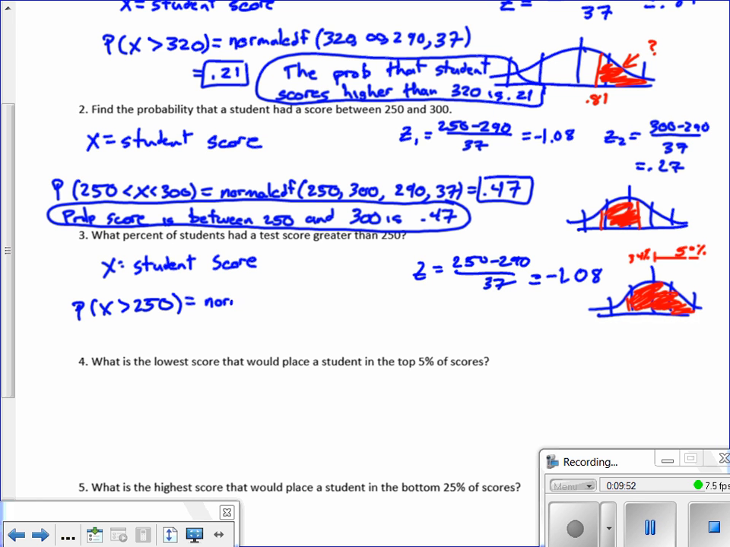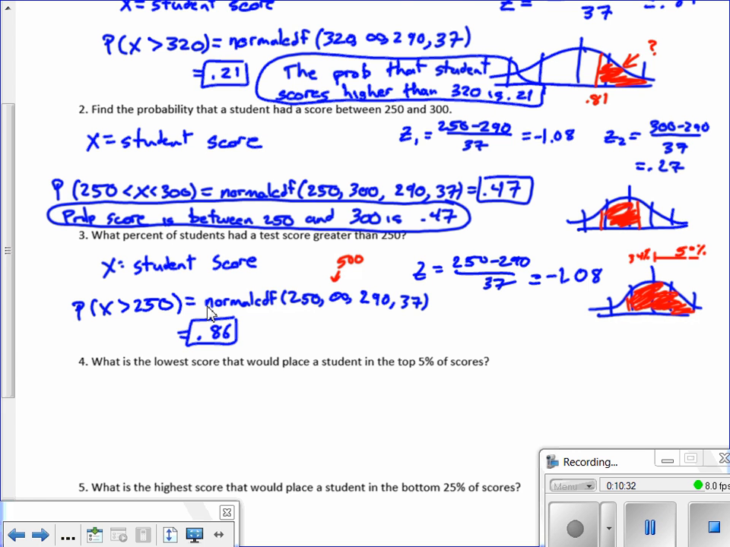So we'll do our normal CDF. My lower bound this time is 250. My upper bound will be infinity. The mean, again, is 290 with a standard deviation of 37 points. So from 250 to infinity. One thing that you could do, since they mentioned that the scores can't go above 500, you could put the upper bound as 500, but it's really not going to affect what's going on here. So sure enough, that probability is 0.86. So 86% of the students should have scored above a 250.